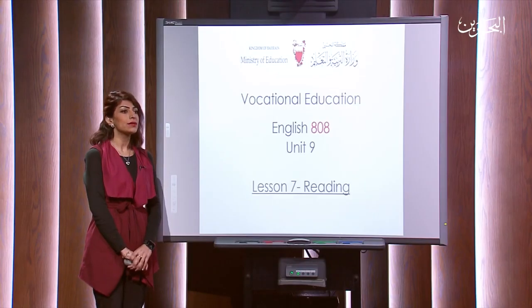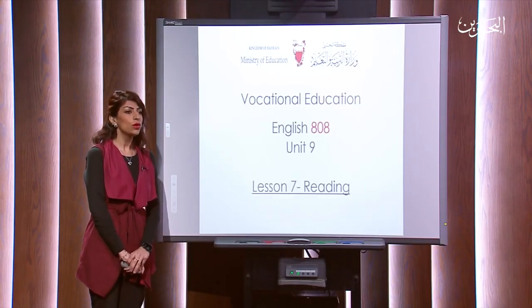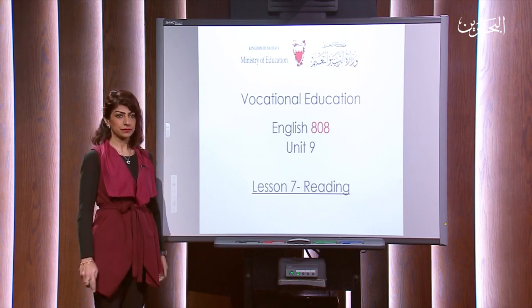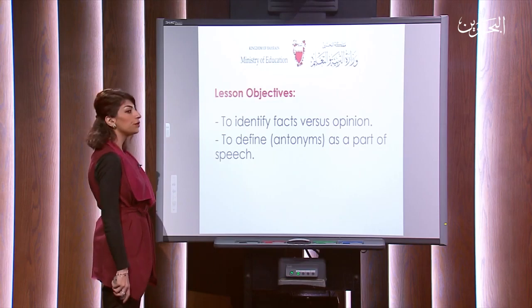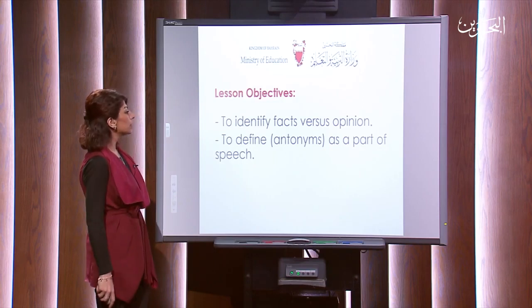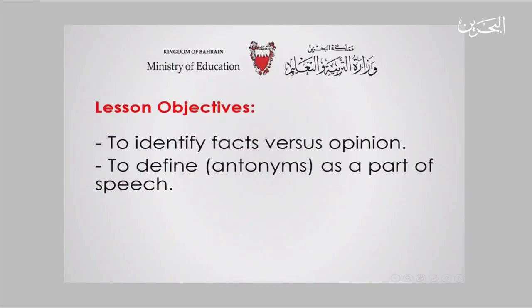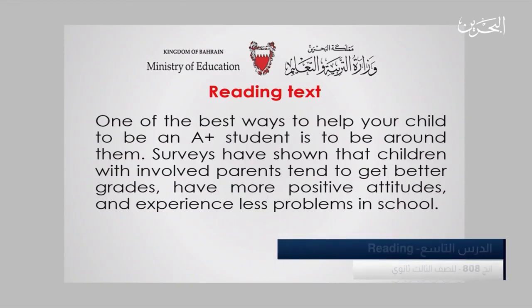We are starting today in Unit 9 and we are going to take lesson number 7, which is reading. By the end of this lesson, we are going to achieve two main objectives. The first one is to identify facts versus opinion and to define antonyms as a part of speech. Let us start with a reading text. I'd like you to pay your attention and follow up with me while reading.